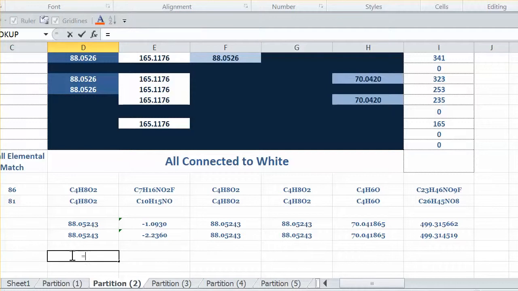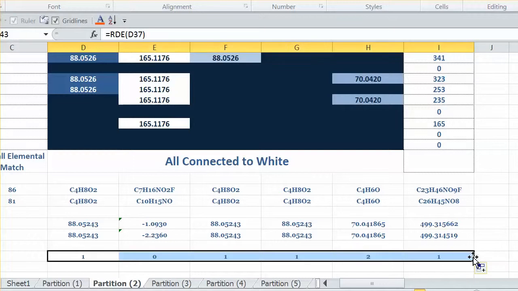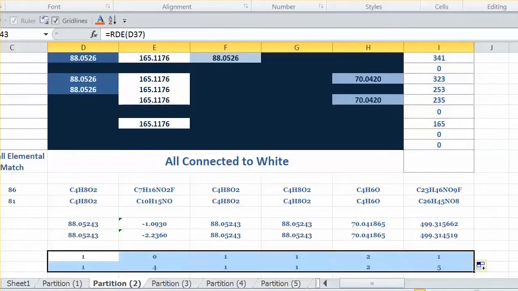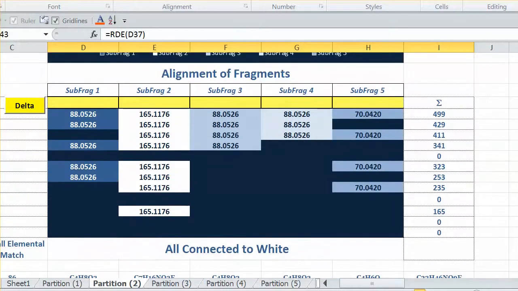We can also look at the rings and double bond equivalents, and usually this is more useful than it is for the entire molecule. It can be used to help decide how the cells are arranged. Now, if there were multiple alignments possible, there would be an arrow here. So these cells, these subfragments, are all connected to the white subfragment, and that's the only alignment that worked out.